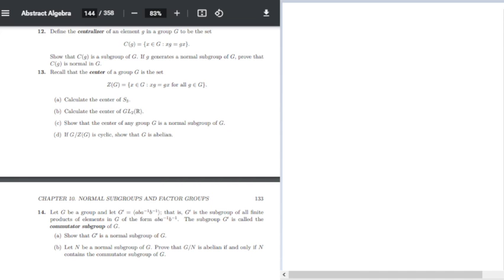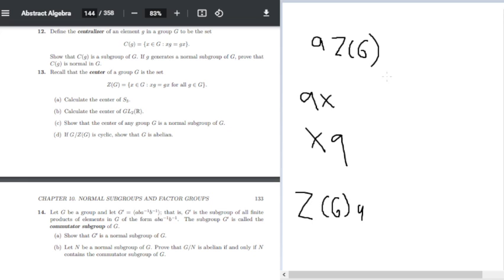If G over ZG is cyclic, show that G is abelian. Actually, yeah, we'll show that. First of all, suppose that we have A in ZG, right? ZG, because it's our whole group, not the integer Z, regular Z, ZG. Then we'll have AX, but that will be equal to XA because of how we're literally defining the center to be. These are just going to trivially be equal, and it's really easy to show.